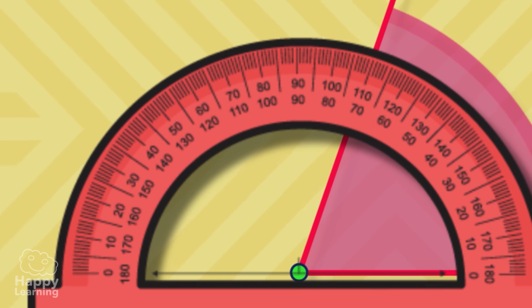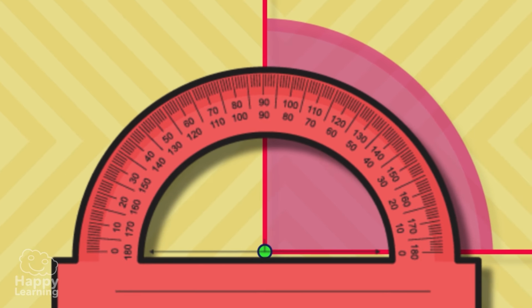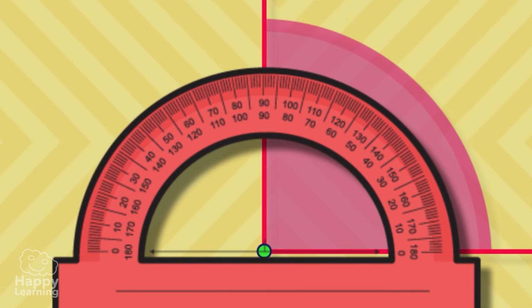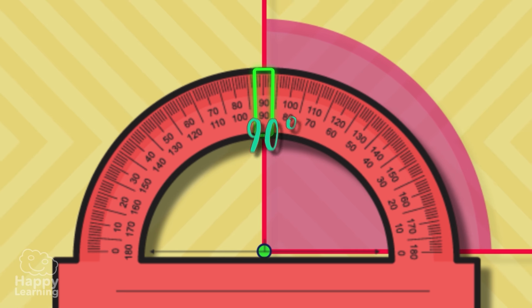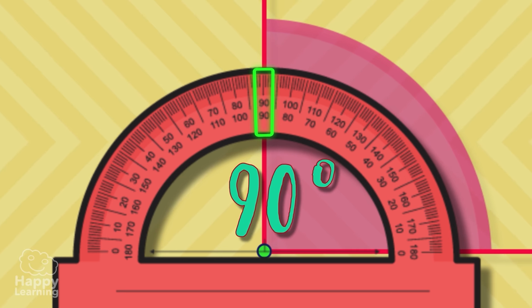Let's practice! We said that a right angle is 90 degrees. Let's see. We'll get the protractor and indeed! A right angle is 90 degrees. We haven't fooled you, huh?